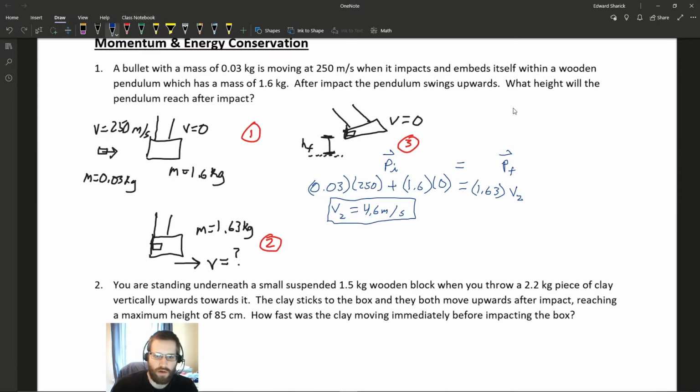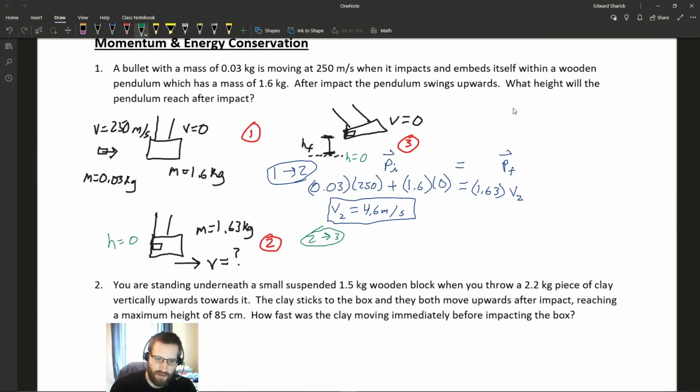So this part was going from 1 to 2. We used momentum conservation. Now we have to go from 2 to 3 using energy conservation. And this is similar to what we did in last chapter. So from 2 to 3, you notice we have at the bottom here, now we know what this velocity is, 4.6. And so now we have kinetic energy. This thing has a height of 0, doesn't have any potential energy, or at least we're going to say that height is 0. And then that means it has potential energy at the end once it swings up and reaches a velocity of 0.